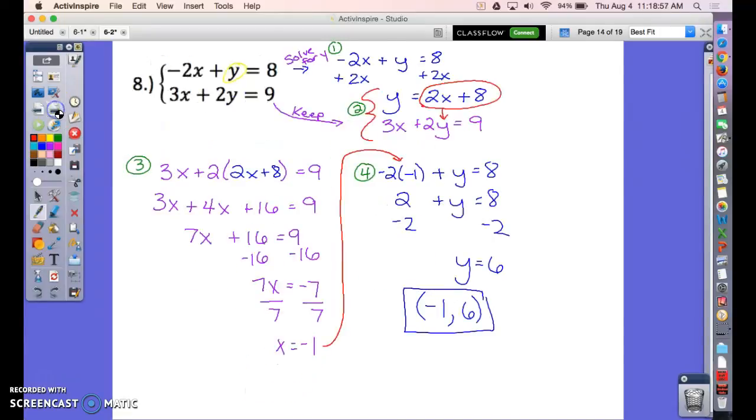And problem number 8. Again, you may have chosen to solve for a different variable or a different way, but I chose to solve for y in my first equation because there's no coefficient. And when I solved, I got (-1, 6). If you plug it back in and check, it does work in both equations.